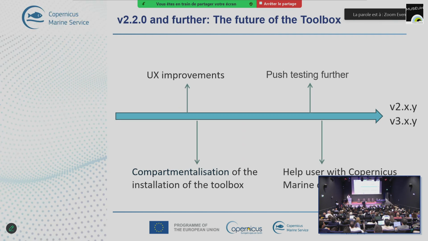For the future, now it's getting a bit less precise, but we have in mind some UX improvements for the login, maybe to be a bit easier to use, or the response types, for example, for the describe that maybe is a bit convoluted and difficult to access some information. We want to improve even more the installation of the toolbox by compartmentalizing the download. For example, if you only use the get, maybe you just need the get dependencies.